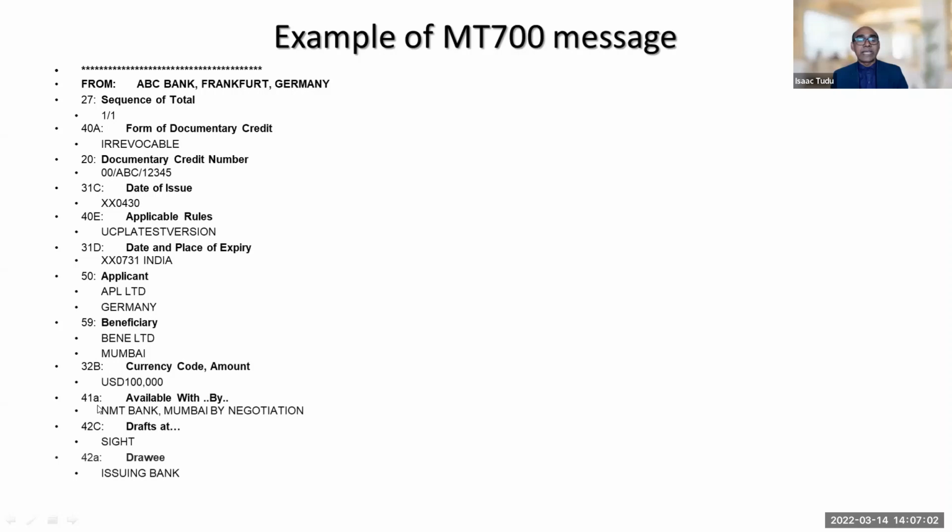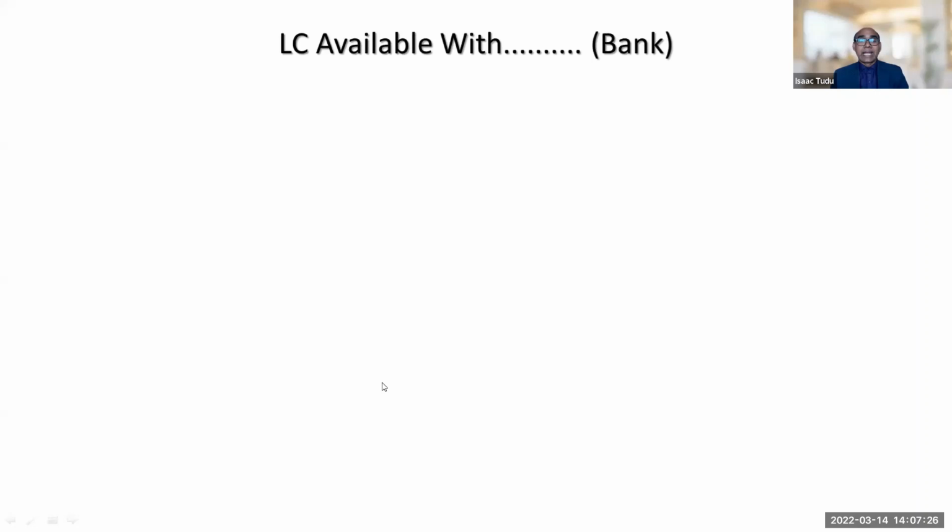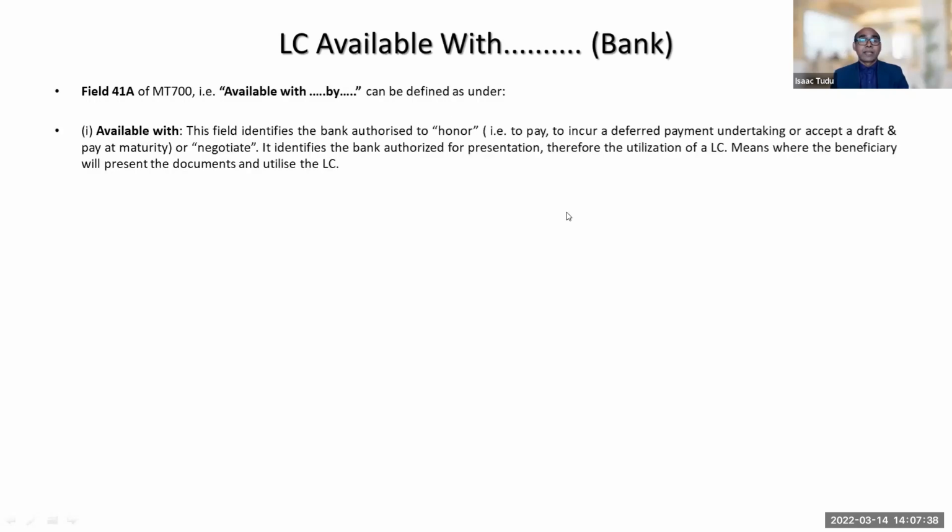So field number 41A, available with and by. Let us understand the mandatory field, field number 41A, available with and by. Here we go. LC available with bank. Okay. So field number 41A of MT700, that is available with by, can be defined as under. Available with means this field indicates the bank authorized to honor, that is to pay, to incur a deferred payment undertaking, or accept a draft and pay at maturity, or negotiate.